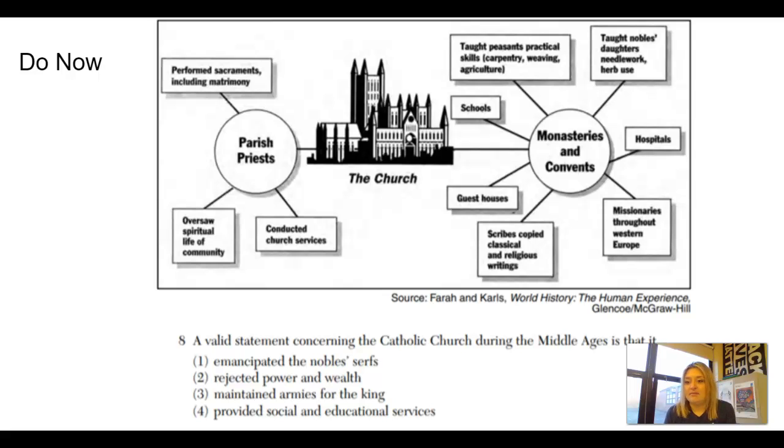So using this diagram and graphic, you're going to answer the question: a valid statement concerning the Catholic Church during the Middle Ages is that it, 1, emancipated, which means freed, the noble serfs, 2, rejected power and wealth, 3, maintained armies for the king, or 4, provided social and educational services. So which of these things did the Catholic Church do during the Middle Ages is what it's asking you. So go ahead and pause your video and answer that question. We'll come back in a second to check your answer.